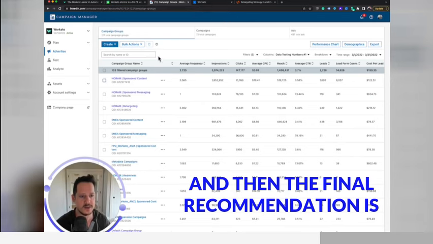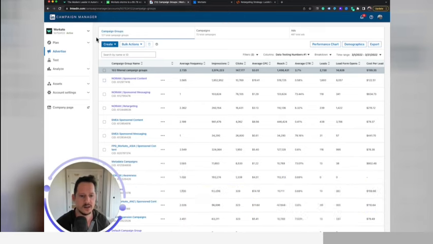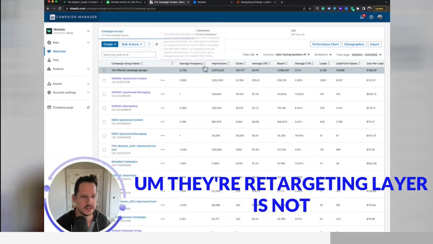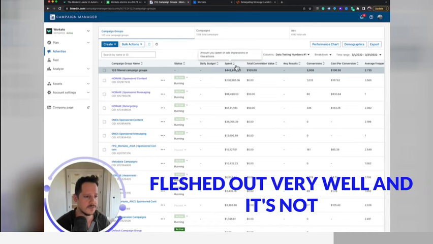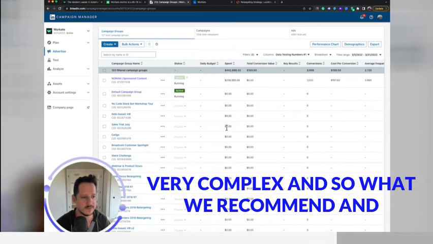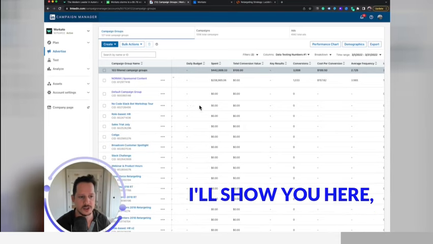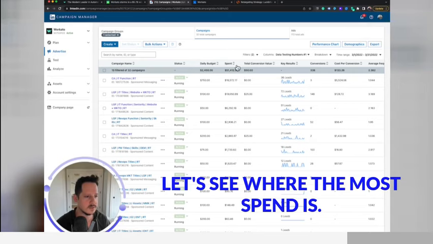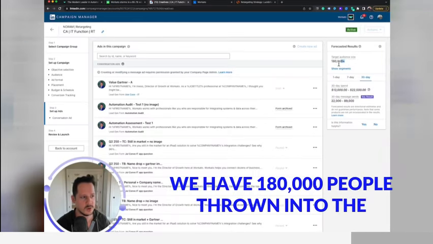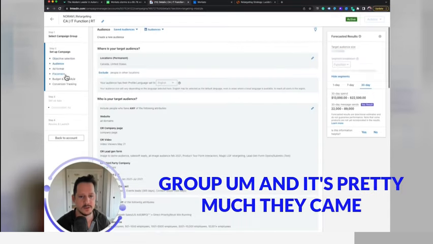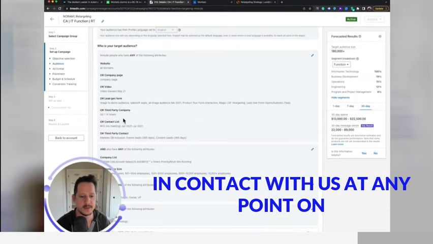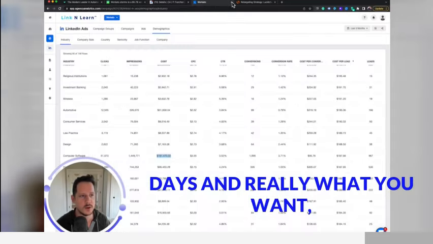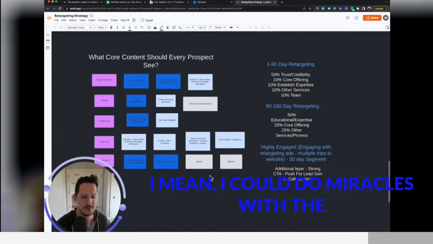And then the final recommendation is in the retargeting layer. What we noticed is that despite their massive spend, their retargeting layer is not fleshed out very well, and it's not very complex. A lot of them have 150,000. Let's see where the most spend is. Okay, so yeah, this was a lot of them. We have 180,000 people thrown into the group. And it's pretty much anyone who came in contact with us at any point on any of these mediums over the last 180 days.